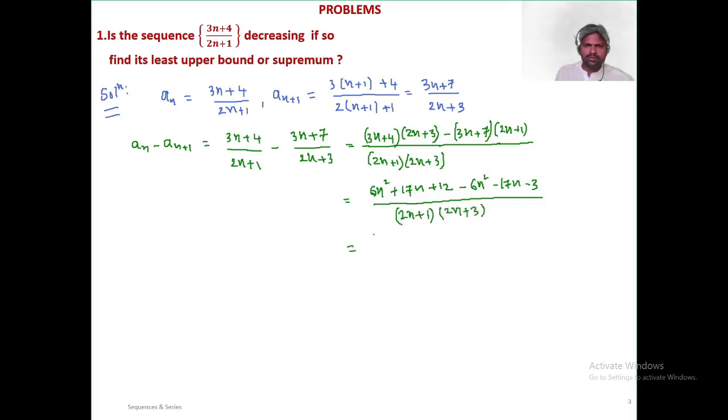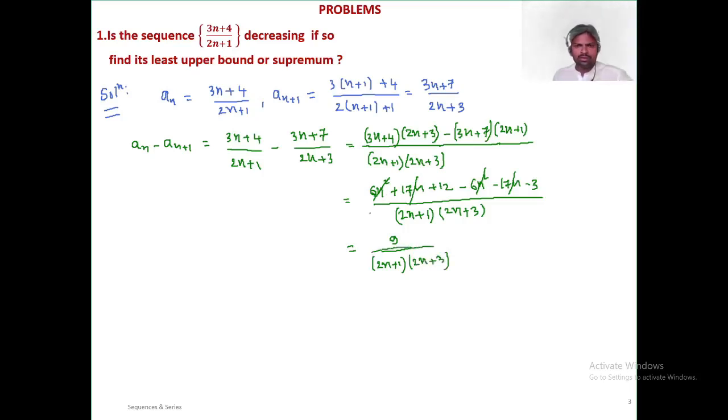Now simplify this. 6n square minus 6n square is out. 17n minus 17n is out. 12 minus 3, how much? 9, right? So 9 upon 2n plus 1 into 2n plus 3.